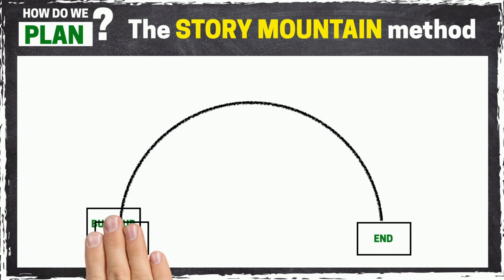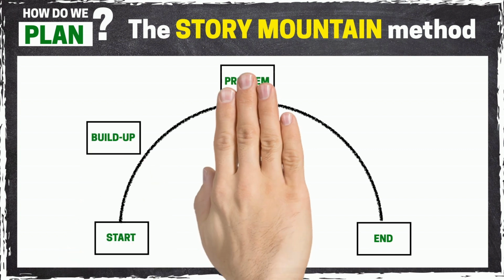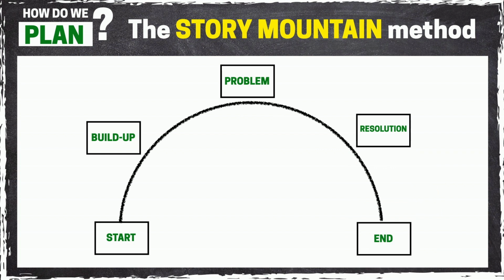Now draw the build-up, problem, and resolution boxes. You plan from left to right, following the arc of the mountain. My story will start by introducing a character called Sam. Sam never hands his homework in on time and is always inventing excuses for this.